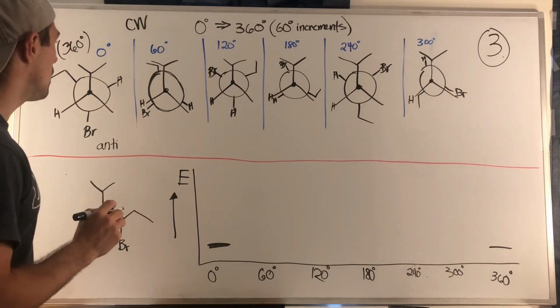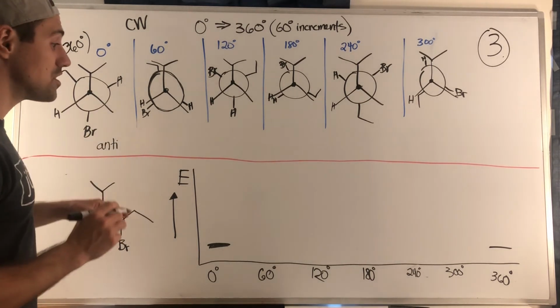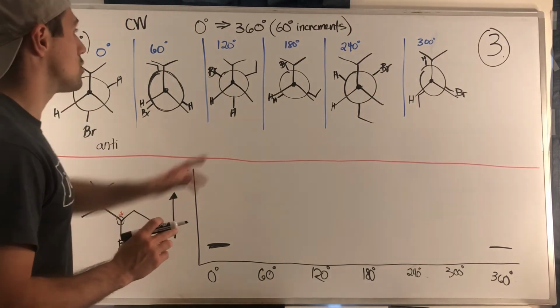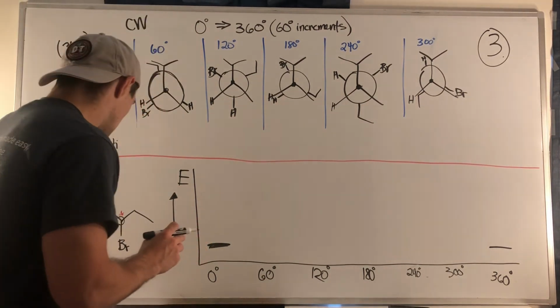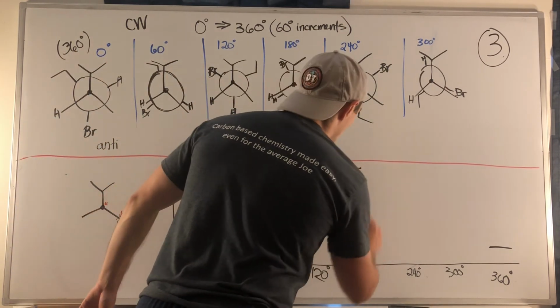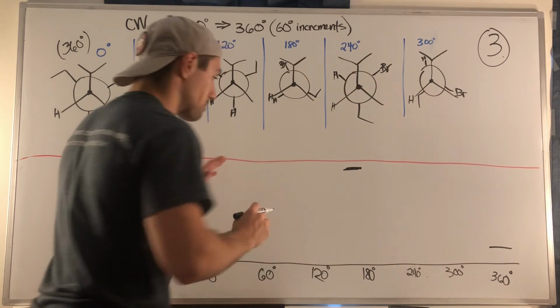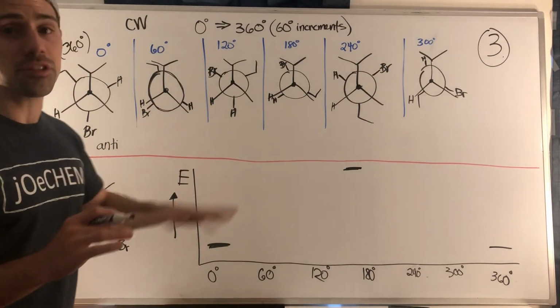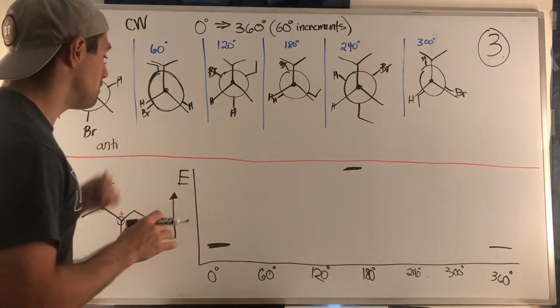Okay? So our worst interaction, let's see if we have our isopropyl and bromine eclipse on one another. Sure enough, at 180, that is the case. So at 180, I'm going to make this our ceiling. Nothing should be higher than this. This needs to be the highest in this energy diagram. Of course, no numbers, just relative to one another, okay?